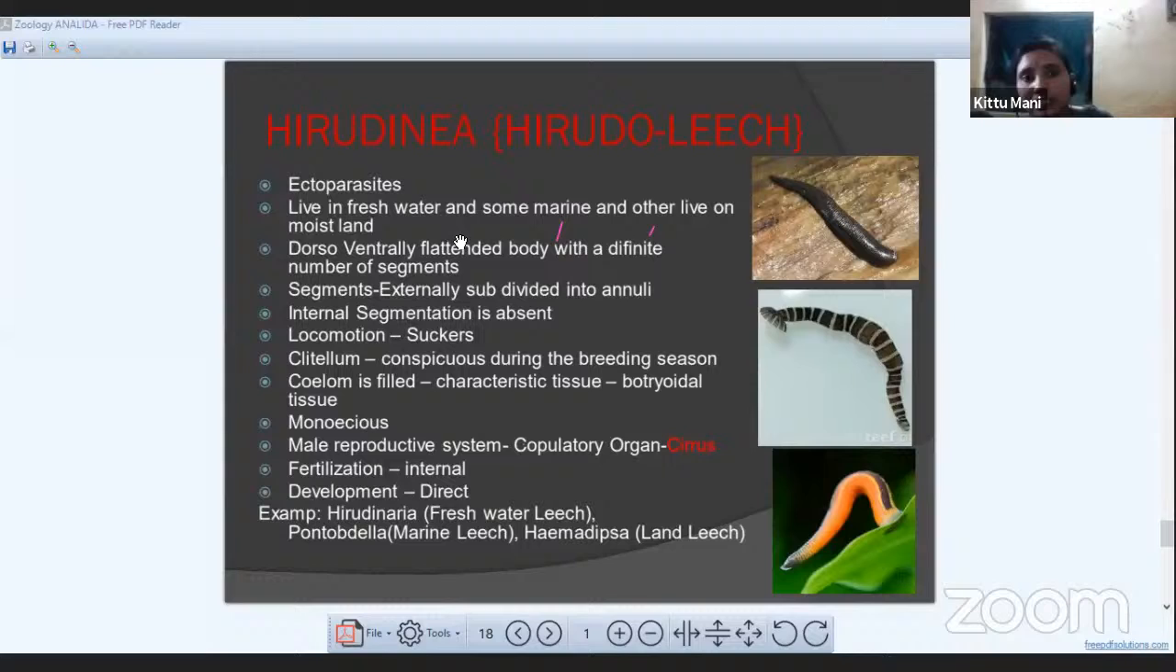Okay, students, those are the general characters of the Hirudinea. This is also very important for your 4 marks question. Here they are ectoparasites, and botryoidal tissue is present in the leeches. This is also a 2 marks question, very, very important. What is botryoidal tissue? It means the grape-like structures present inside the leech body, which are used for the excretion of the leeches.